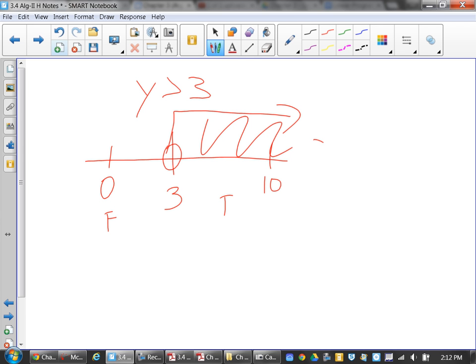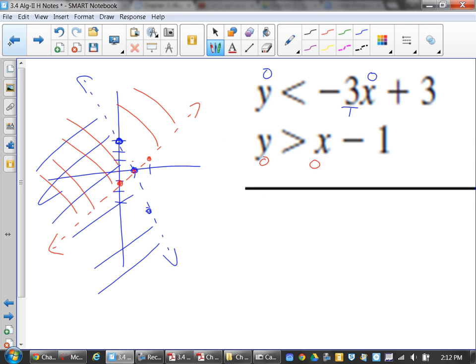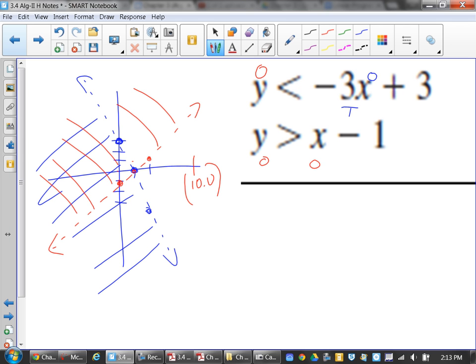You pick a point. You pick any point you want. In this case, if I wanted to pick 10, 0. It's not on either one of those lines, do you agree? Yeah. So if I take 10, 0 into here, is 0 smaller than negative 3 times 10 plus 3? Is 0 smaller than negative 27? No. This would be false. Oh. I cover the other side. Okay. All right? Same idea here. Is 0 bigger than 9?